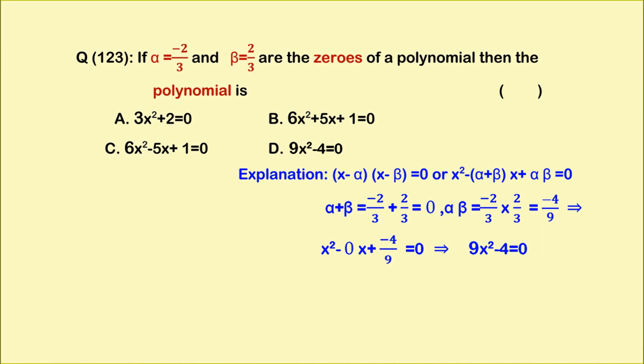Question number 123. If alpha is equal to minus 2 by 3 and beta is equal to 2 by 3 are the zeros of a polynomial, then the polynomial is. As you learnt in the previous question, alpha plus beta is equal to minus 2 by 3 plus 2 by 3, that is equal to 0, and alpha into beta is equal to minus 2 by 3 into 2 by 3, that is equal to minus 4 by 9. If we substitute the values of alpha plus beta and alpha into beta in the given expression, we will get x square minus 0x plus minus 4 by 9, that is equal to 9x square minus 4 is equal to 0. So the right answer is D.